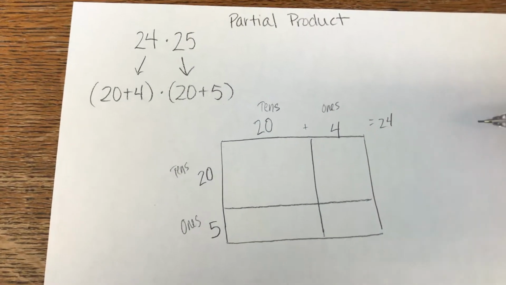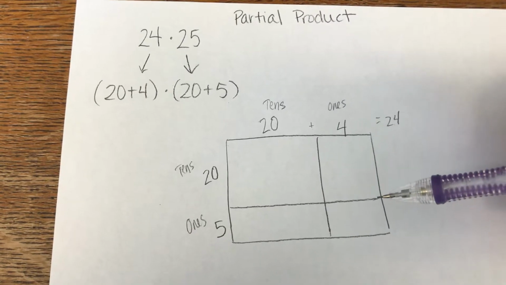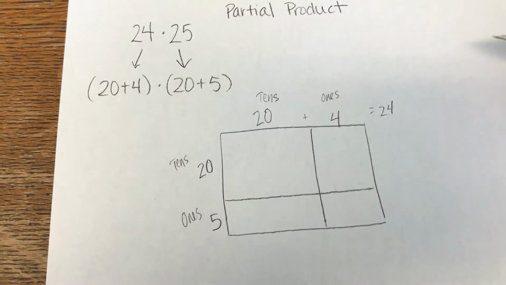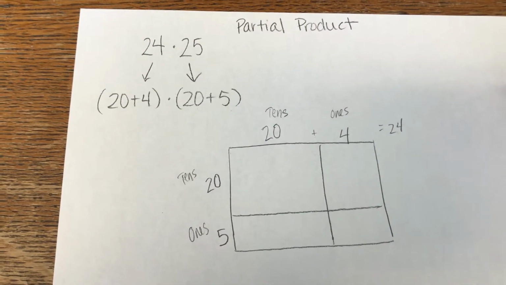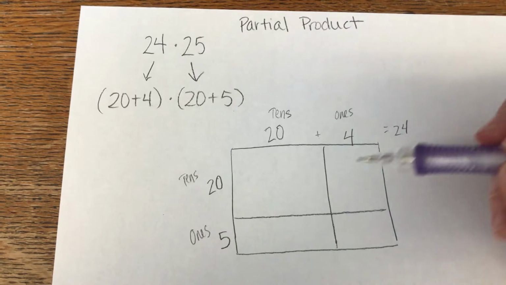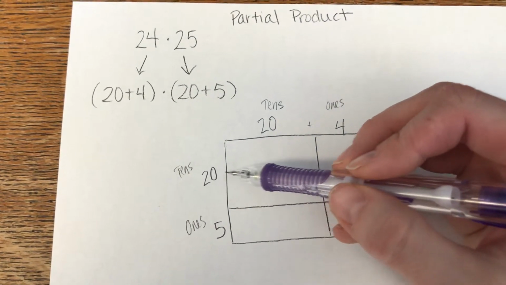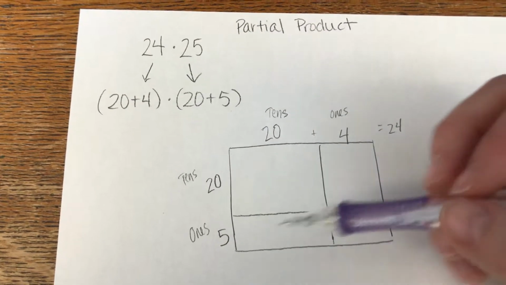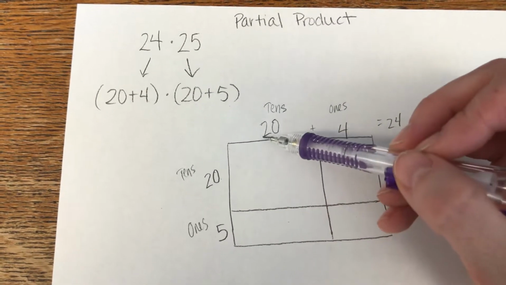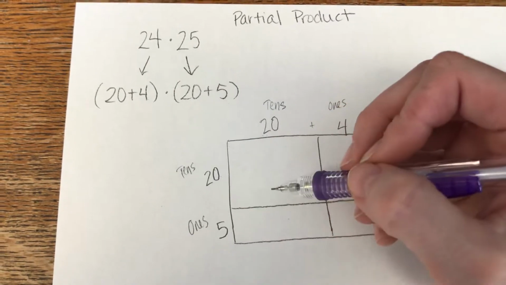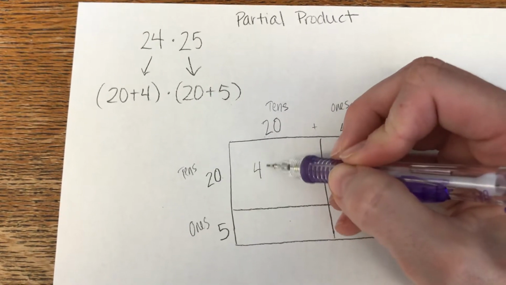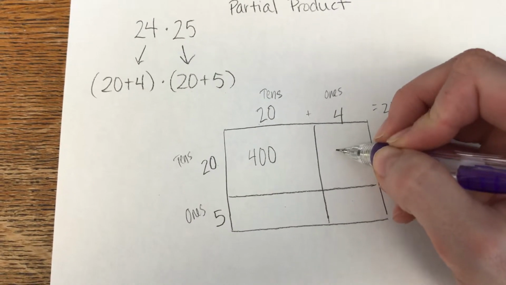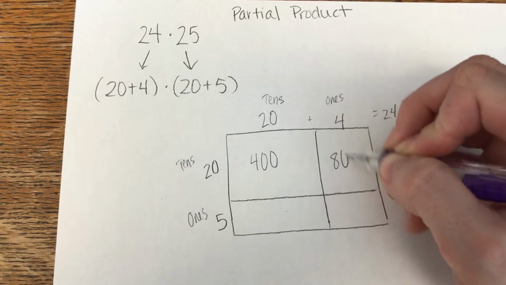And then parents, maybe you've seen an array sort of like this. If you're into science, a Punnett Square looks like this when you're calculating the probability of certain genetic situations. We're going to multiply so that we have a product, an answer in each of these 4 boxes, and then we'll add them together. So 20 times 20, I know 2 times 2 is 4, so 20 times 20 would be 400. 20 times 4, 2 times 4 is 8, so 20 times 4 would be 80.